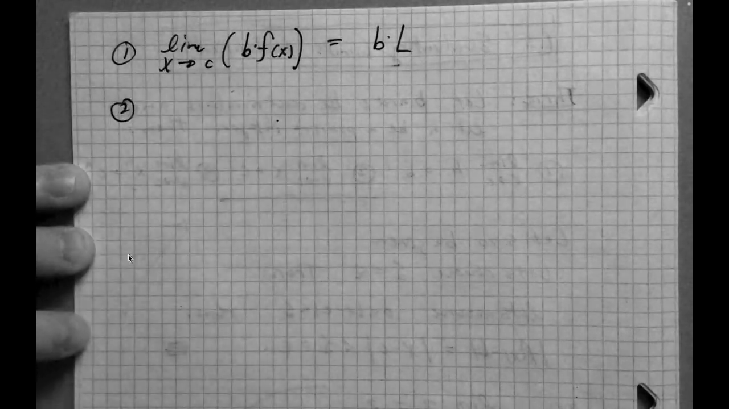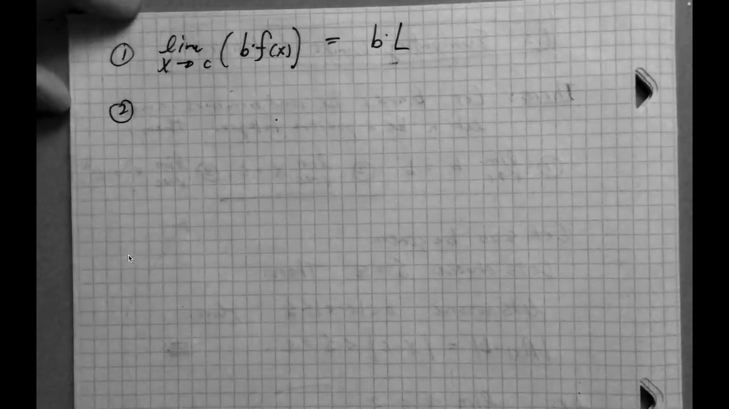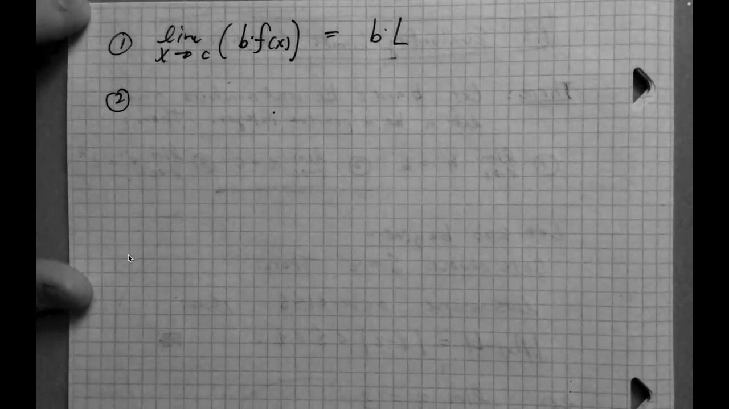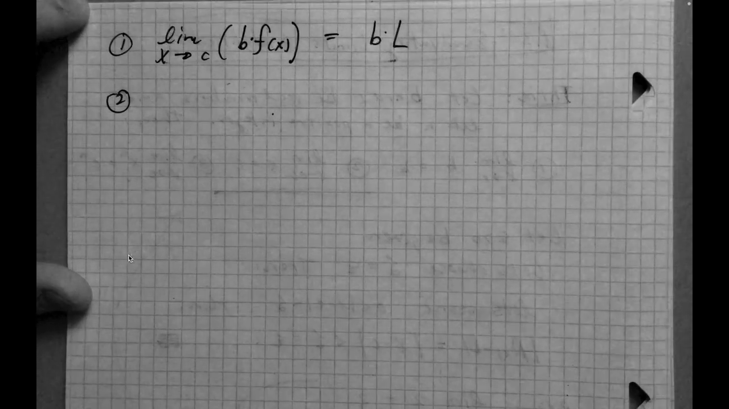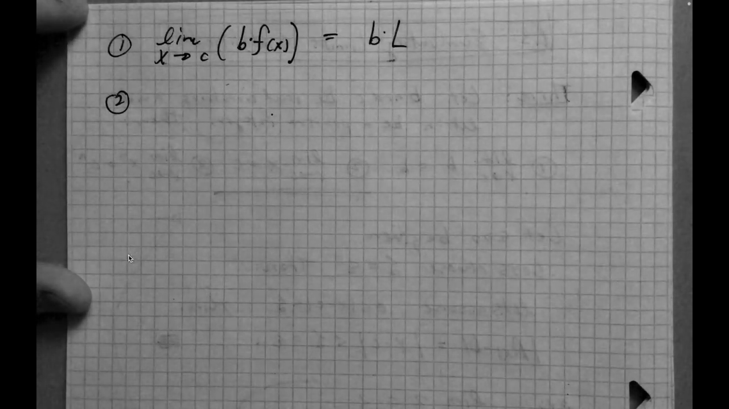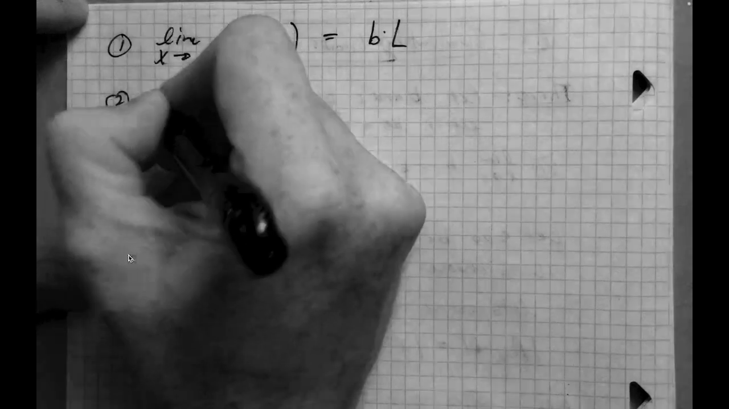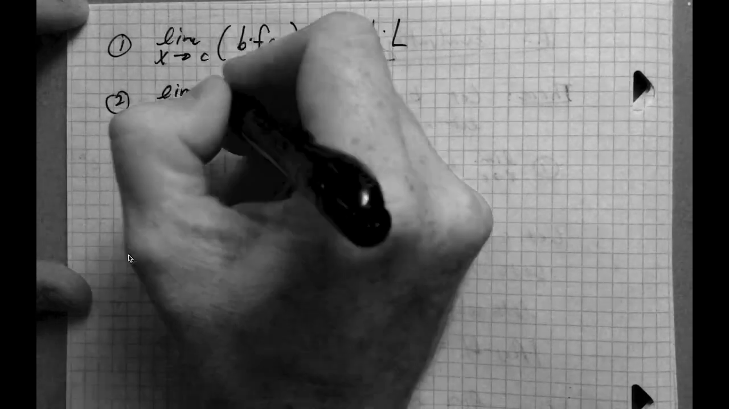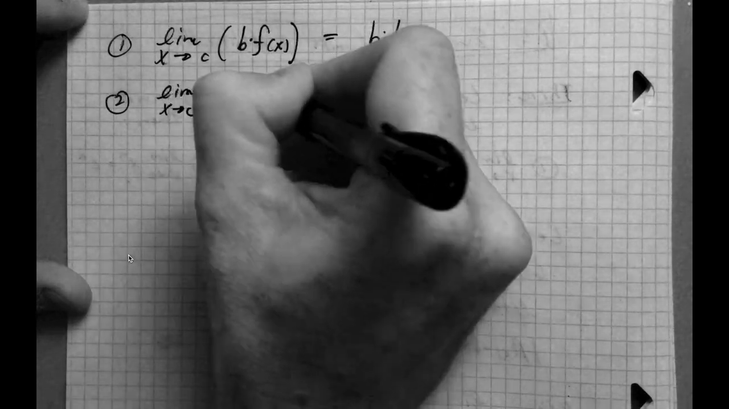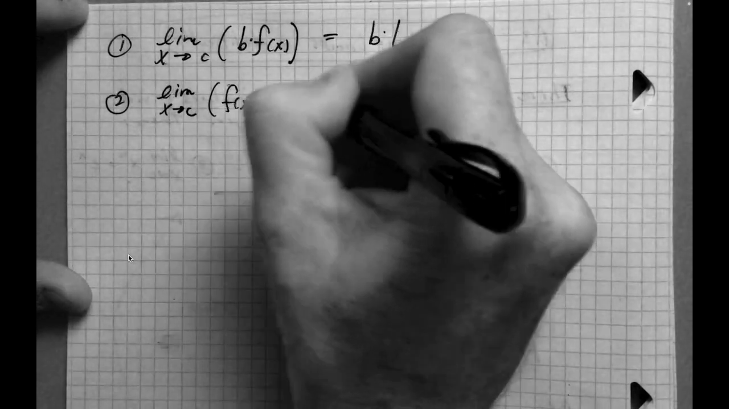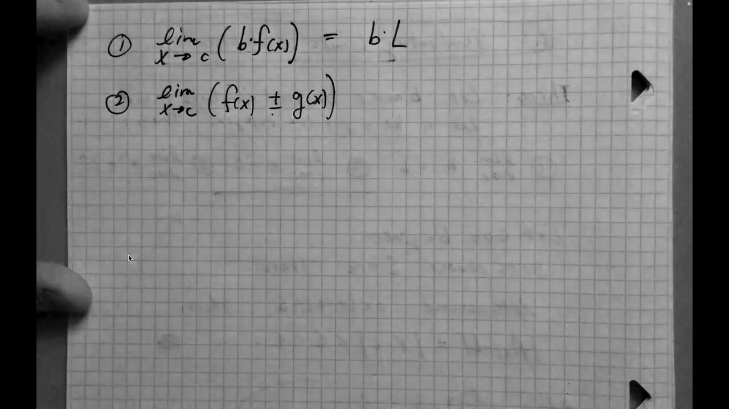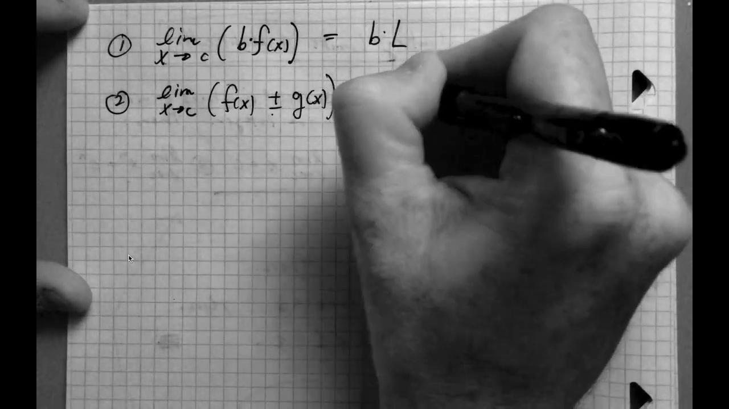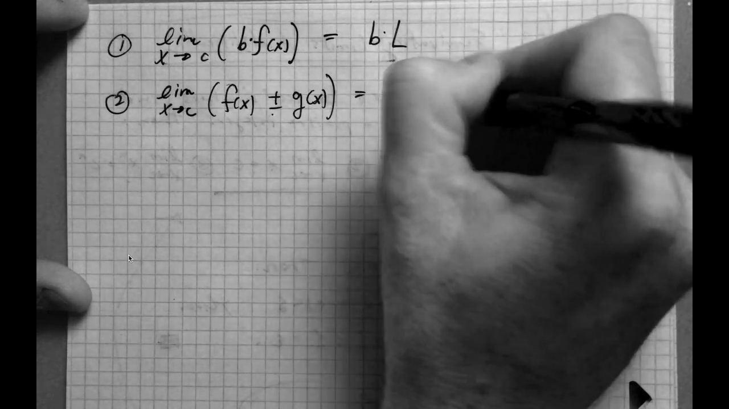Example 2, or item 2. So remember, this is all the theorem. These are the consequences of our assumptions that b and c are real numbers, and n is a positive integer, and f and g have limits L and K. All right, so the next one is the limit as x approaches c of f of x plus or minus g of x. Adding or subtracting the functions will result in limits that are plus or minus one another.